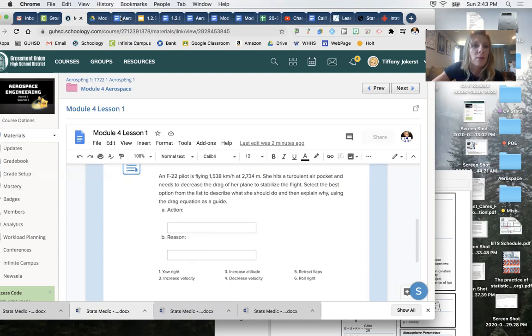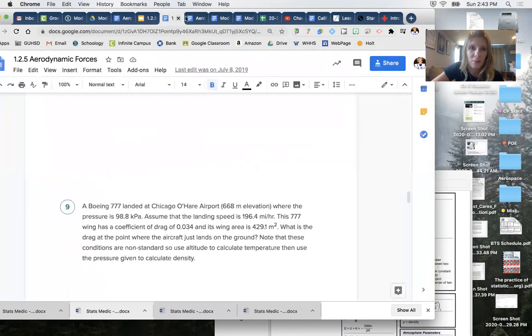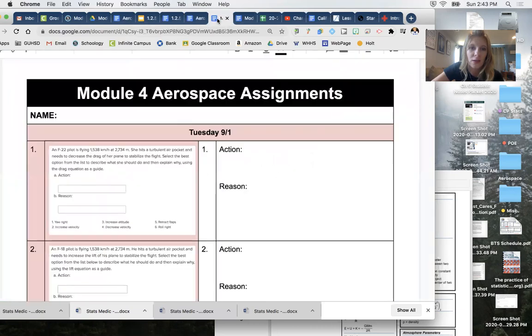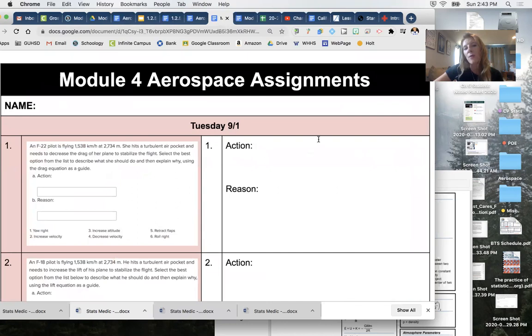Okay, so now I'm going to pop over to the actual assignment. Let me find it here, I have a few things open, but here it is. So for the action here, I would write number 2, increase velocity, and the reason is we would want to counteract drag with thrust.